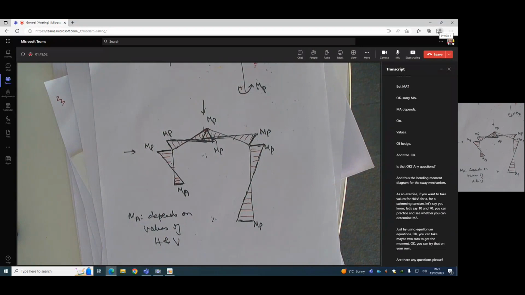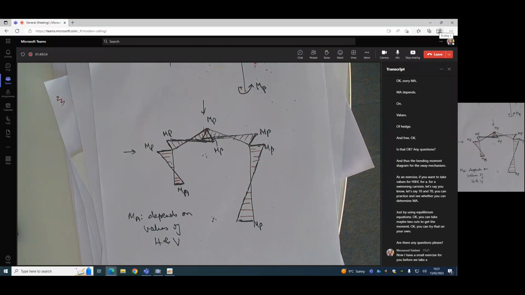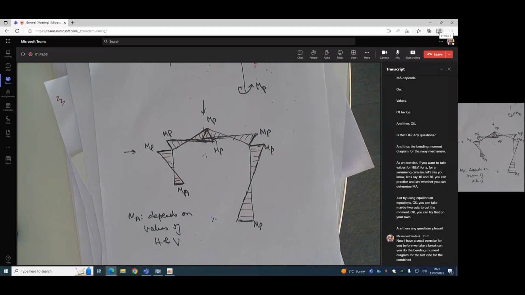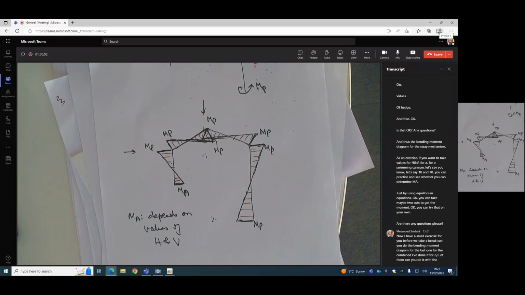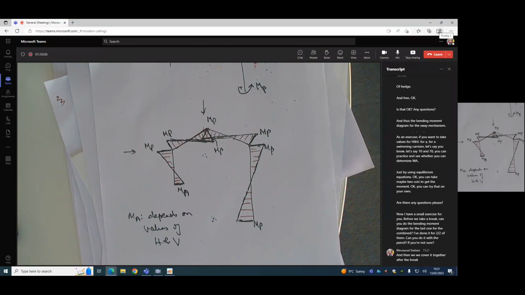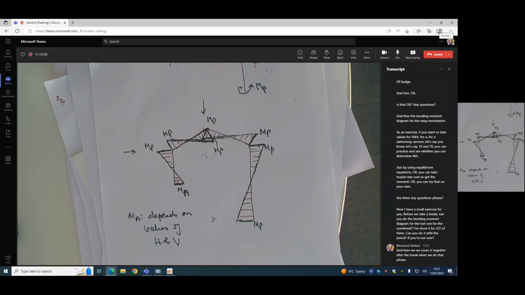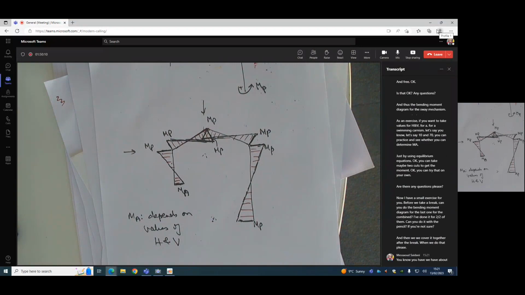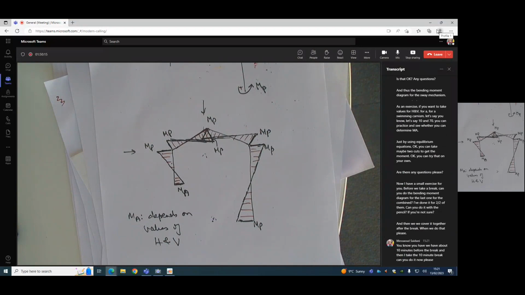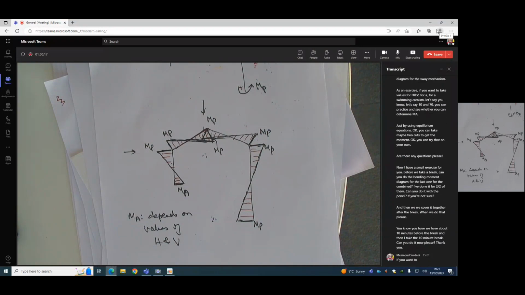Now I have a small exercise for you before we take a break. Can you do the bending moment diagram for the last one, for the combined? I've done it for two of them. Can you do it with a pencil if you're not sure? And then we cover it together after the break. We have about 10 minutes before the break, and then we'll take a 10-minute break. Can you do it now, please? Thank you. If you want to work together, that's fine.